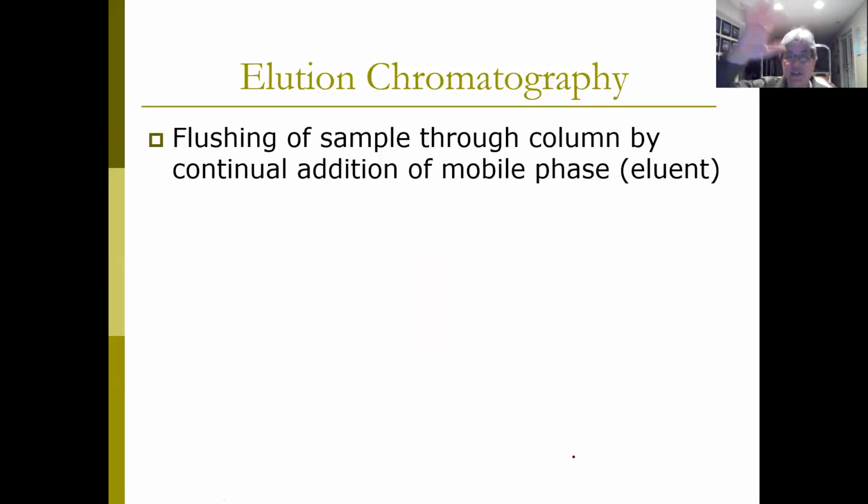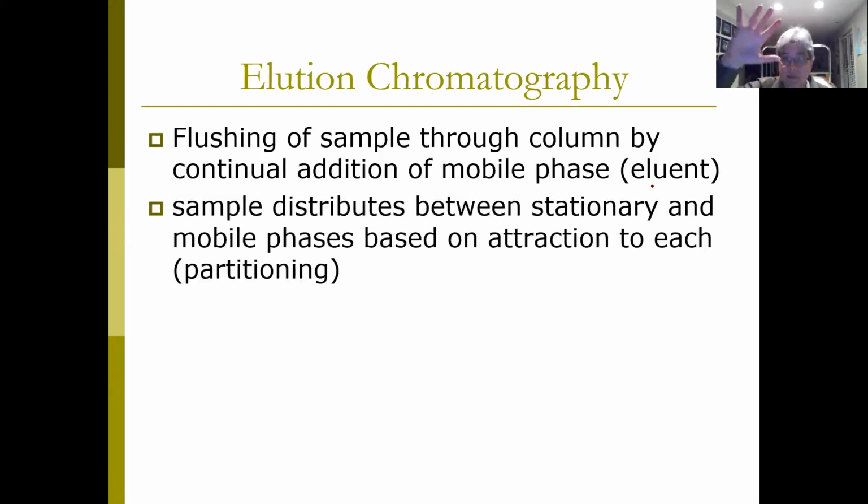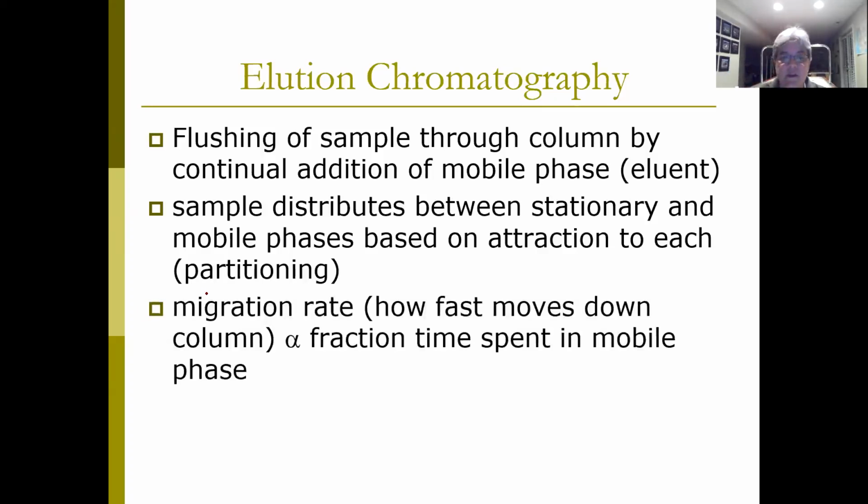Okay, so some of these concepts in words. This process of flushing things through the column is called elution chromatography. Okay, and the mobile phase is sometimes called the eluent. So as this sample is going down that column, again, it's distributing itself back and forth between the stationary phase and the mobile phase based on its attraction for each. Okay, and this is called partitioning. That's this going back and forth between the mobile phase and the stationary phase.